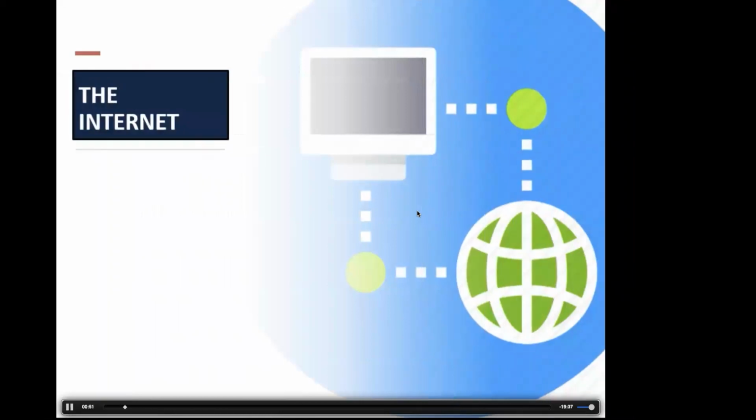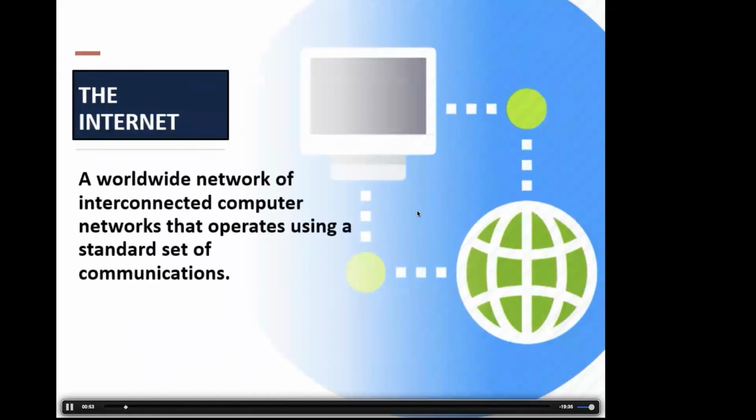The Internet is a worldwide network of interconnected computer networks that operates using a standard set of communications. In contrast to older communication systems, the Internet was purposely designed to be highly decentralized and independent of the underlying physical media. Any communications network that can carry two-way digital data can also carry Internet traffic. Thus, Internet traffic flows through networks that use conventional copper wire, coaxial cable, optical fiber, and radio waves.